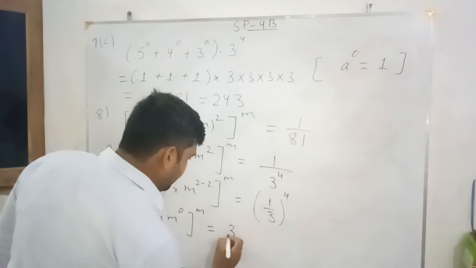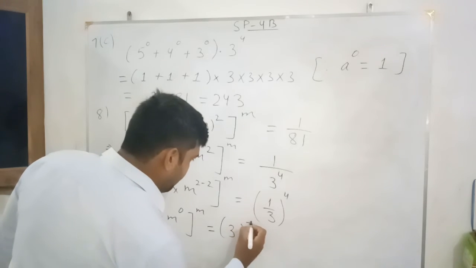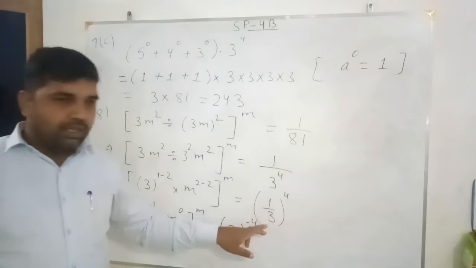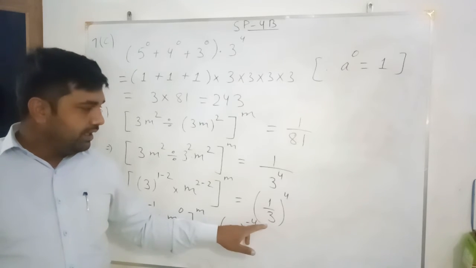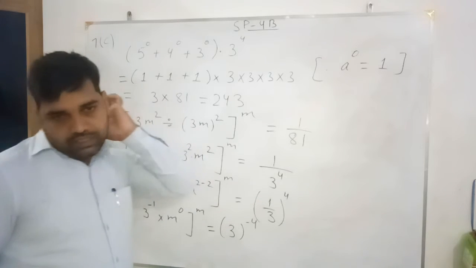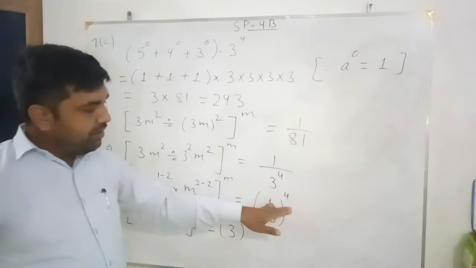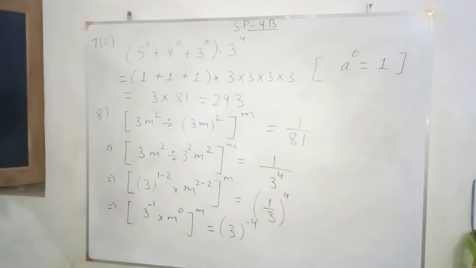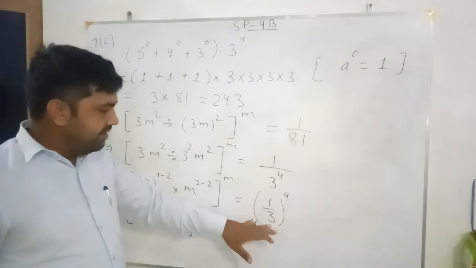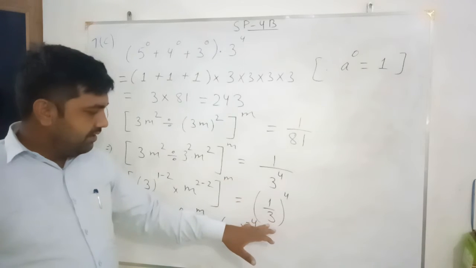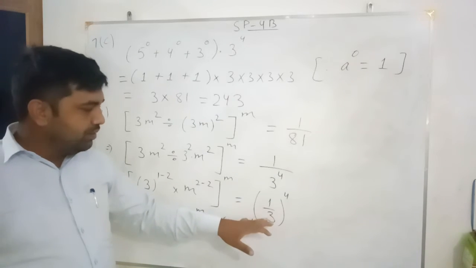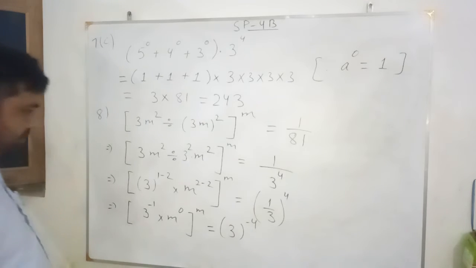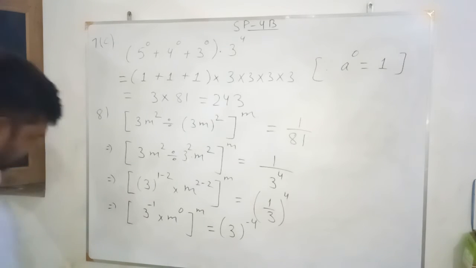So what we write, 3 to the power minus 4. If you do the reciprocal of the base, the sign of the index will be changed. If it is positive, it will become negative; if it is negative, it will become positive. So whenever we do the reciprocal of the base, the sign of the index will be changed. Now from positive it will become negative.